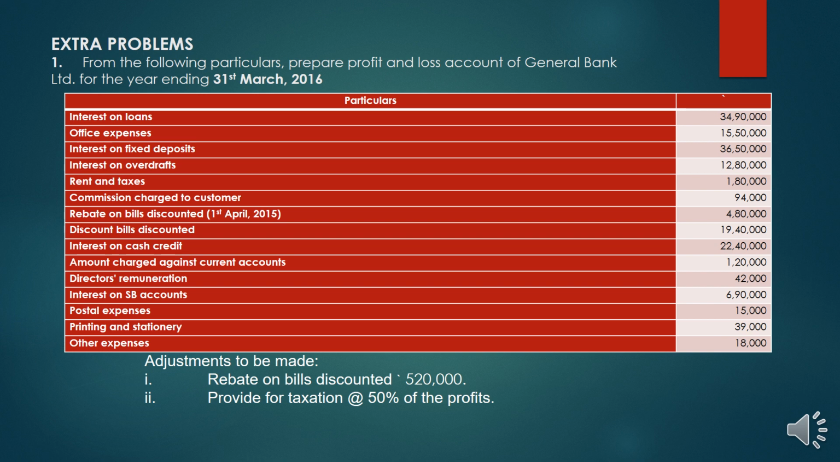Next, provide for taxation at 50% of the profit. So one adjustment will be shown under provisions and contingencies under statement of profit and loss, and one more adjustment will be shown under other liabilities and provisions. So here, as we need to prepare only profit and loss account, only one adjustment has to be shown under provisions and contingencies in the statement of profit and loss.